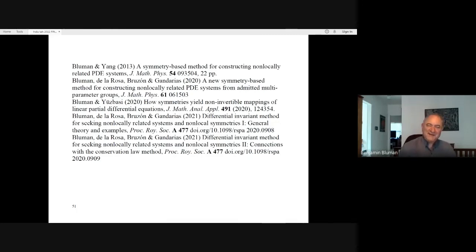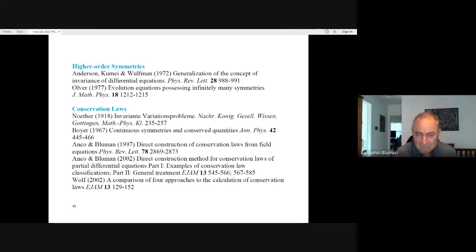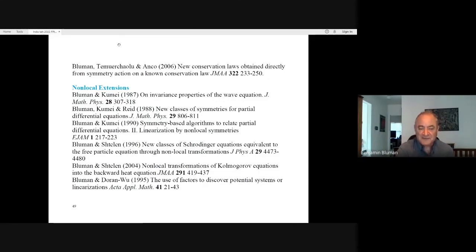No. So they do play a role. If you go back in the papers, we show how discrete symmetries can be used to map solutions into other solutions, and to map a conservation law into another conservation law. We discussed that. So discrete symmetries are useful to map one conservation law into another. In the paper I mentioned, let me go back and show it to you. Okay, new conservation laws obtained directly from symmetry action. In this particular paper, the symmetry does not have to be a continuous symmetry. The symmetry can be a discrete symmetry. We show many examples in this paper. Okay, thank you very much.